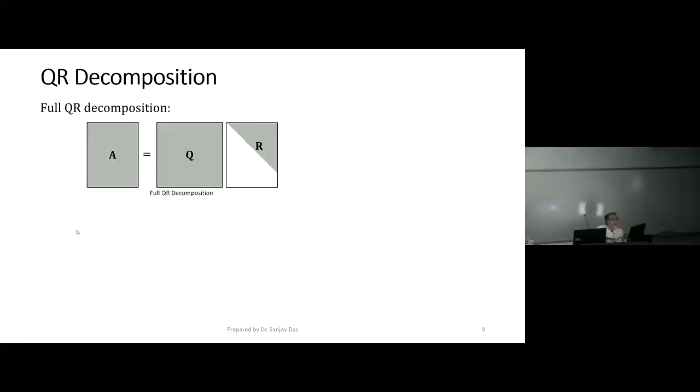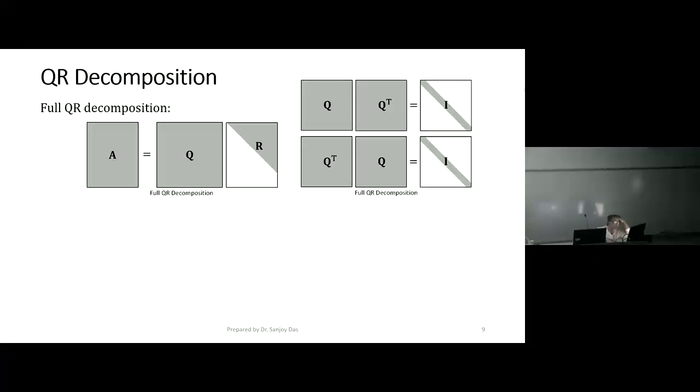QR decomposition. So this is the full QR decomposition. This is a matrix; I'm assuming it's a tall matrix, I mean a long matrix. Q is a unitary matrix, and R is upper triangular with a bottom section of all zeros. And since Q is unitary, we have Q transpose Q equals the identity matrix. Q Q transpose is also the identity matrix.